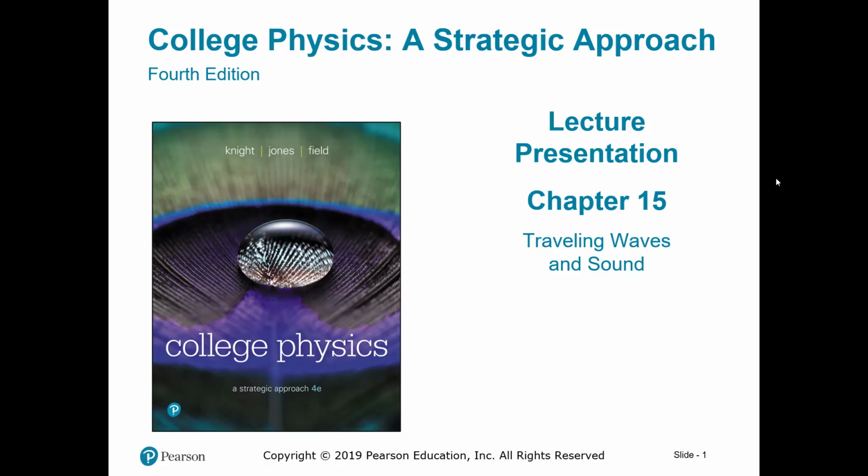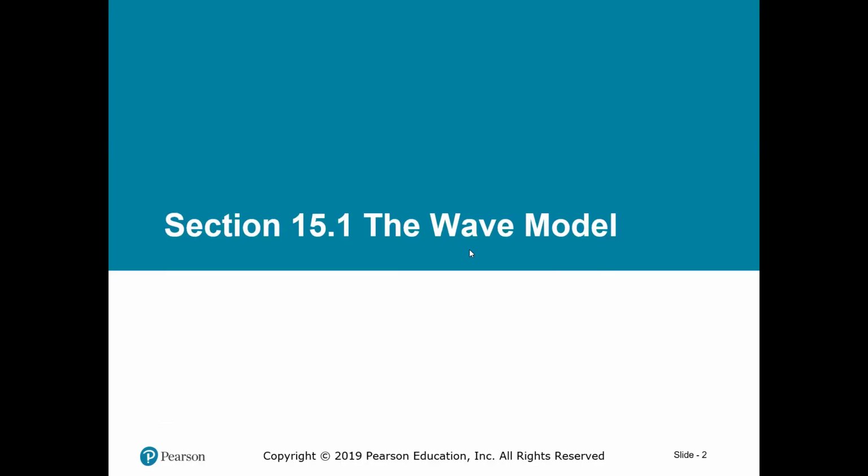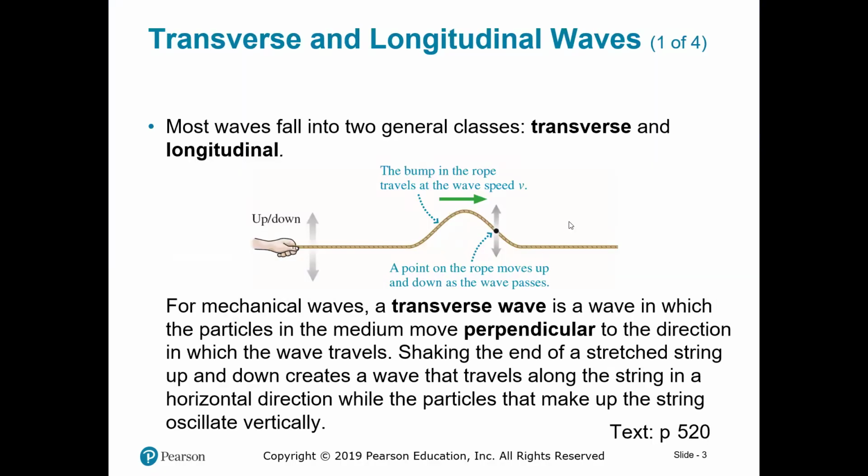Chapter 15 is more about waves, and then sound and light, which are waves as well. So as long as you are confident about the previous chapter, you'll be fine. There are two different types of wave models. The first one is called the transverse wave, and we also have a longitudinal wave.